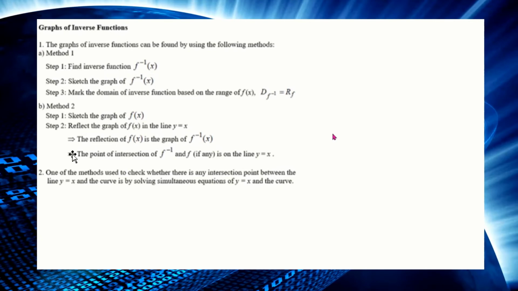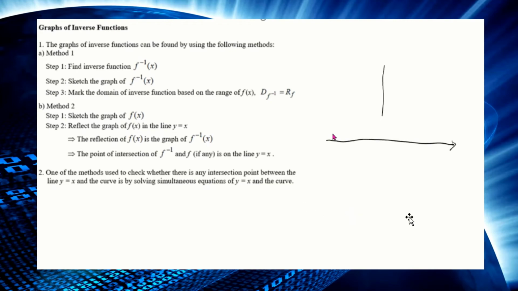Now we go to the second alternative. In this method, we are able to sketch the graph of the inverse function without finding the inverse function. So what we need to do is, first we sketch the graph of f of x, then using the graph of f of x, we do a reflection of this graph by using the line y equals x as the line of reflection. After the reflection, the image of the reflection is considered as the graph of this inverse function. So let's see how it works.